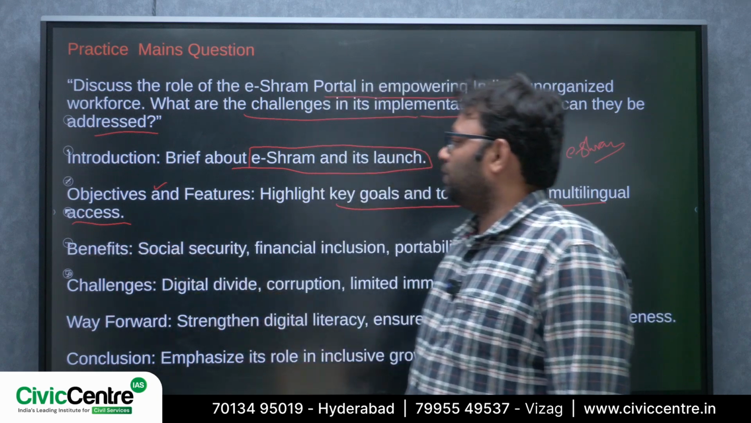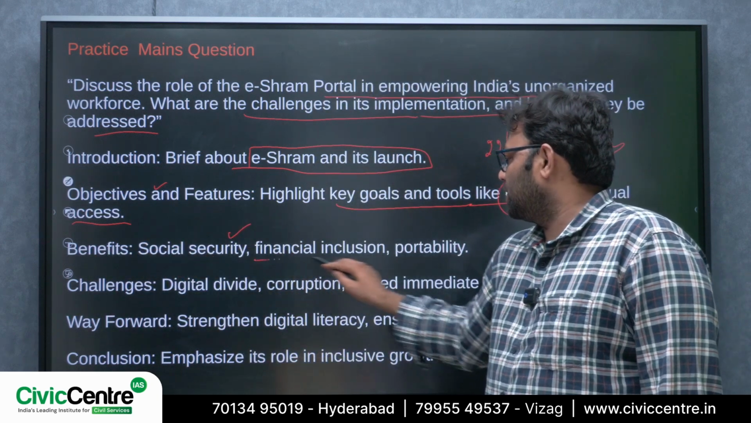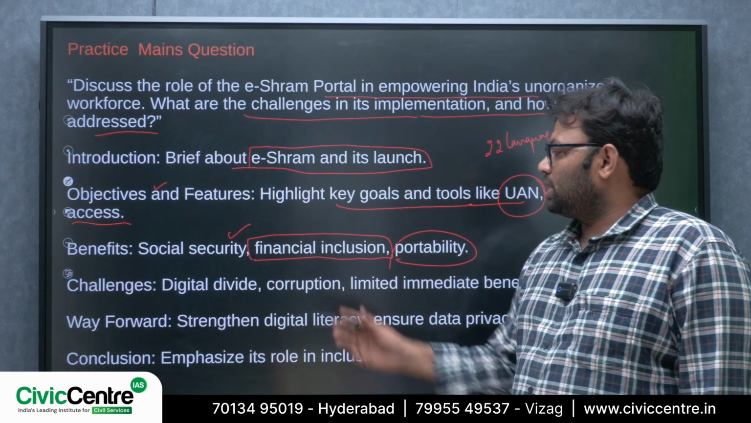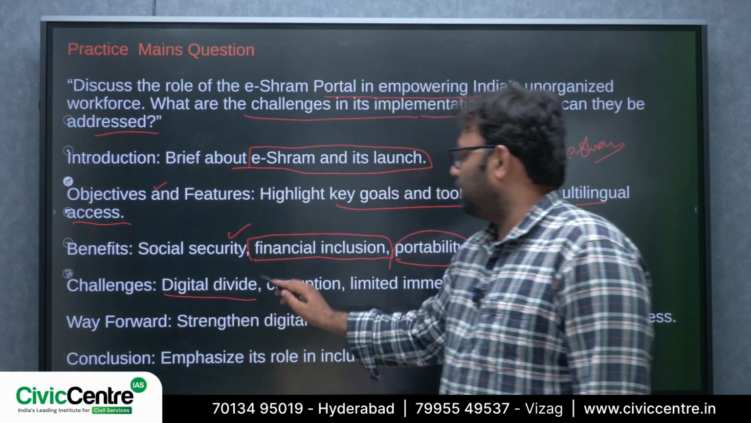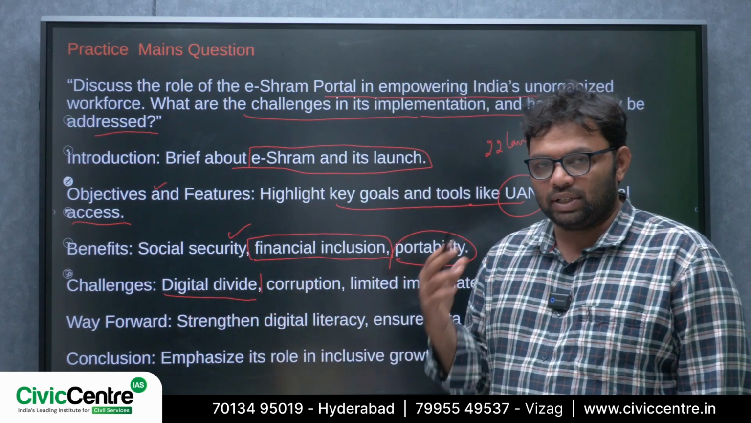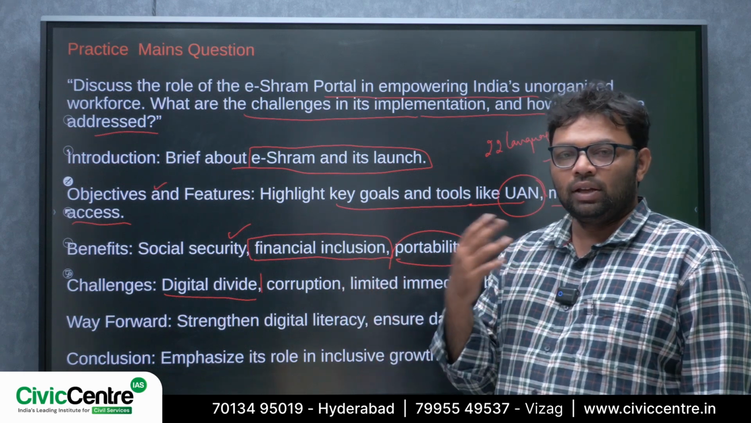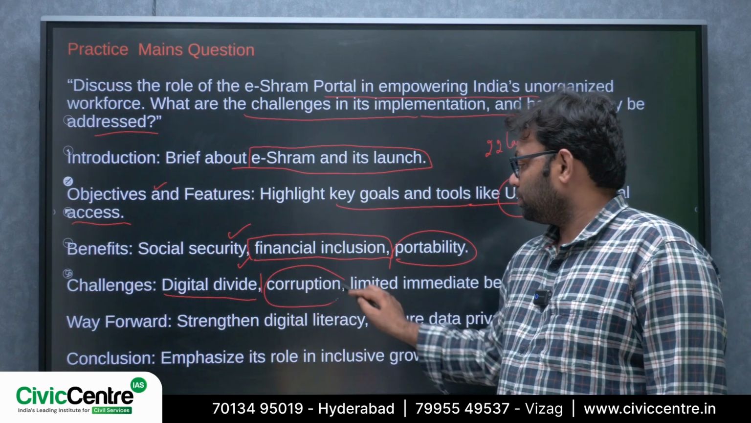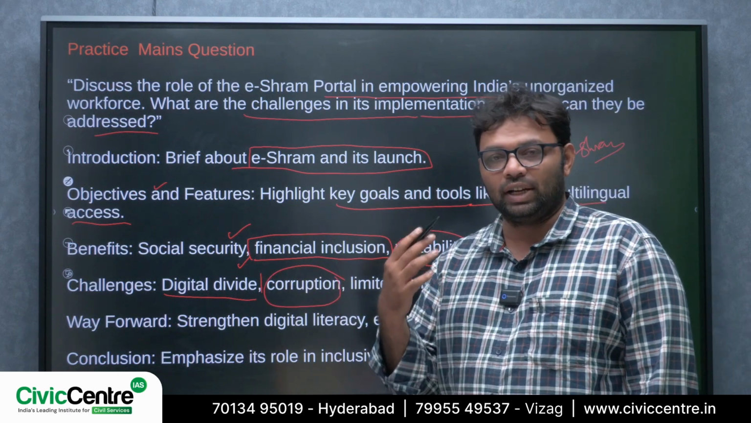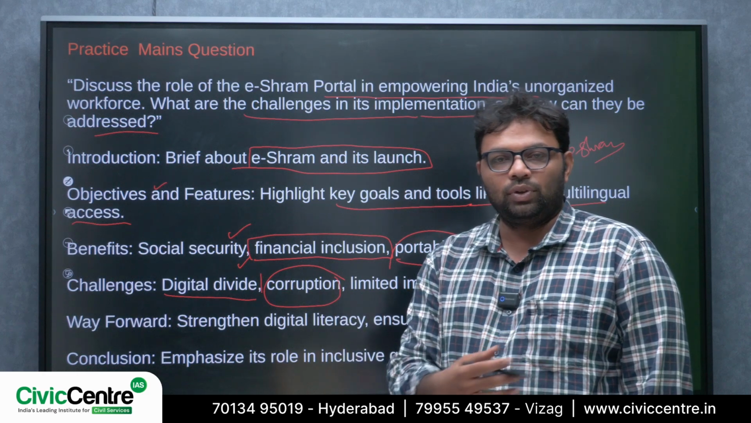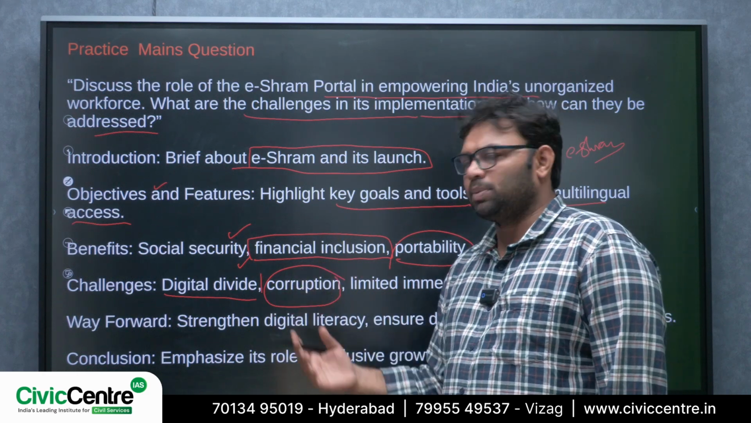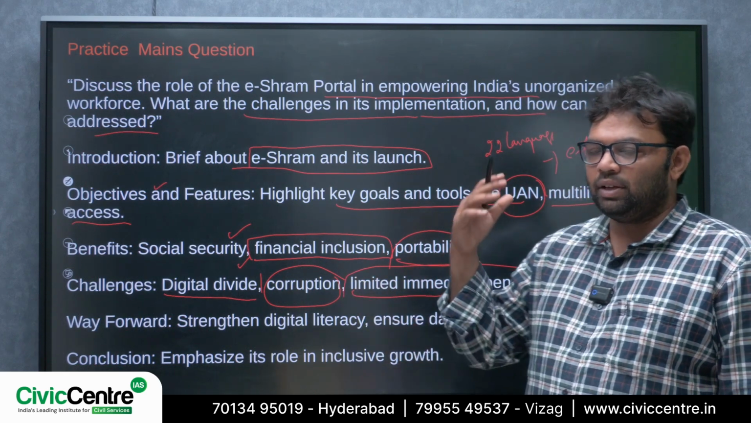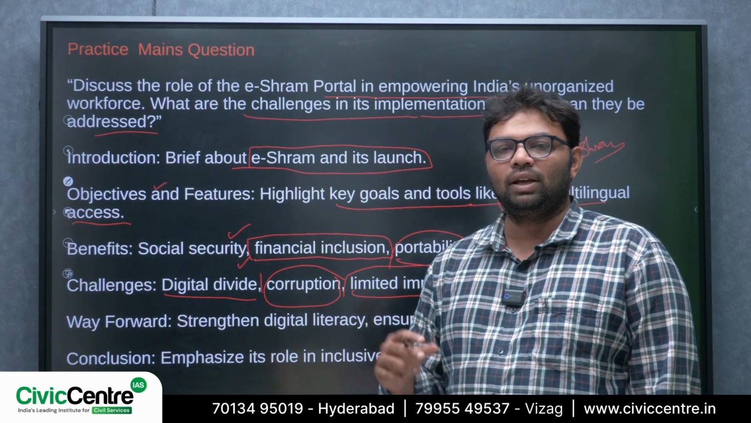Next one, benefits. What are the different types of benefits? Social security benefits, financial inclusion. So each and everyone will be under financial inclusion, and portability. These are some of the benefits. And the challenges: digital divide. Obviously, just like the rich and poor gap, how it was there in inequalities, in a similar way, haves and have-nots of digital knowledge, the digital divide will be there. Corruption. Mostly these are unorganized in nature, right? So at the starting stages, especially if you want to register in this portal, maybe some element of corruption is also present. Limited immediate benefits. The benefits will be in the long term, but very limited in the short term.